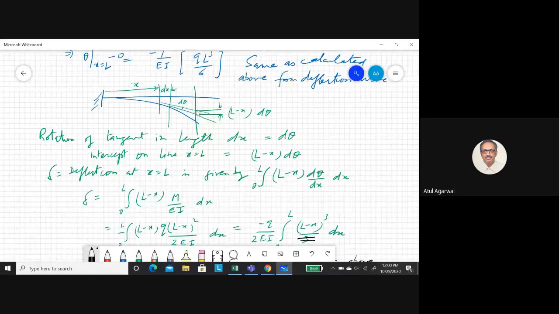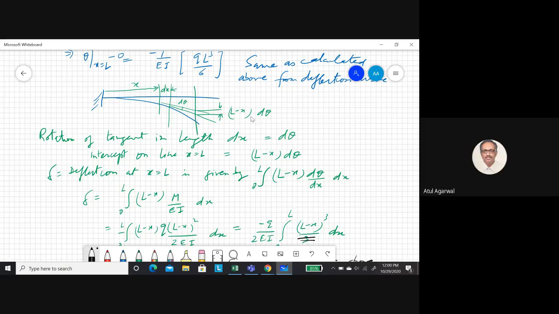by just simple r d theta, this radial distance is L minus x. L minus x into this rotation d theta. So this is a simple intercept on the line x is equal to L. At x equal to L, you have drawn a vertical line. So this is the intercept. Do you understand this, Lavish? L minus x d theta.